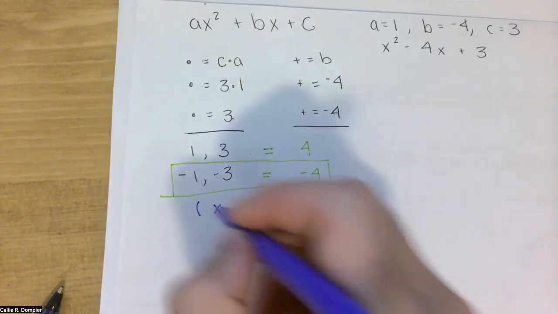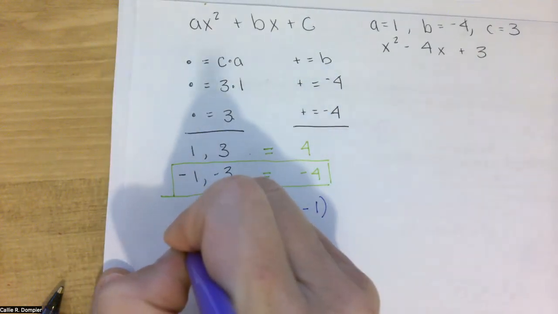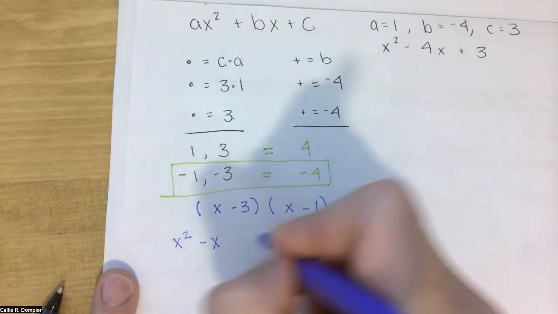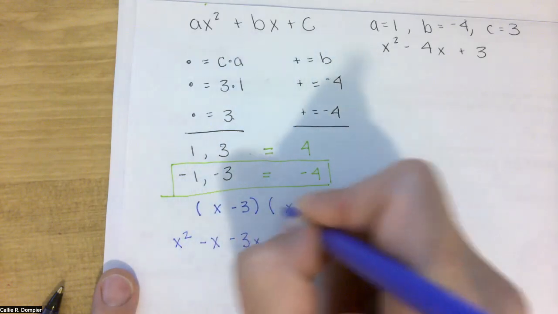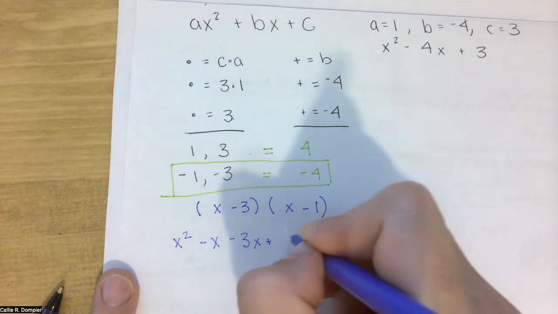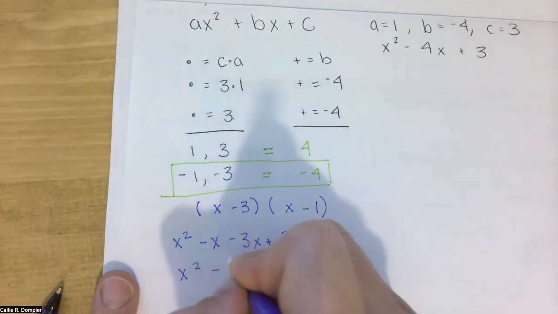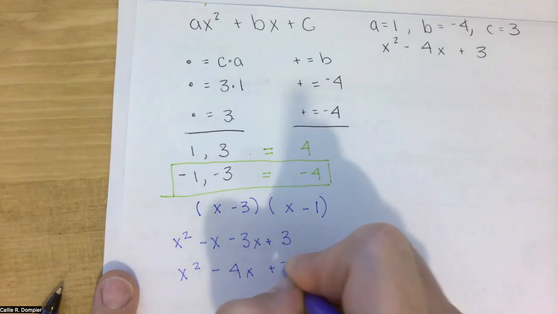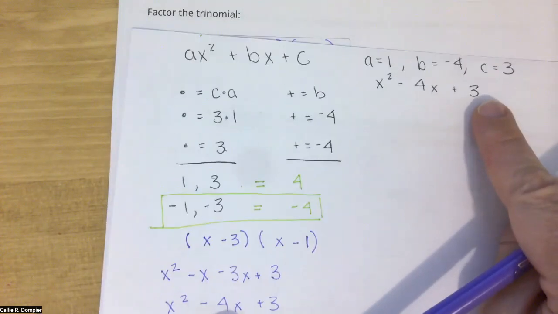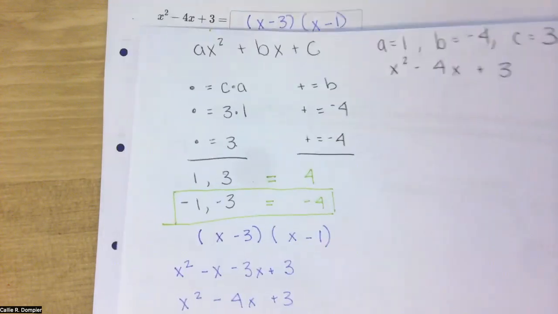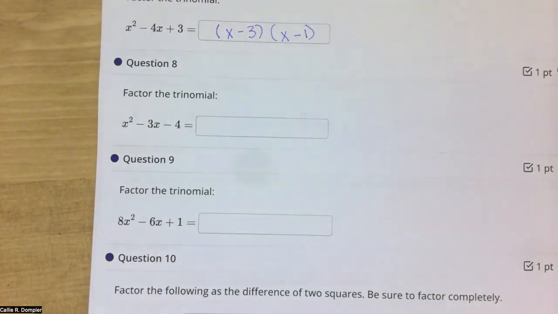We can also check our answer. X times x is x squared. X times -1 is -x. -3 times x is -3x. -3 times -1 is +3. Simplify that to x squared minus 4x plus 3. Just make sure you have the same answer that you started with when you multiply them out again, okay? So that's how you factor a trinomial.